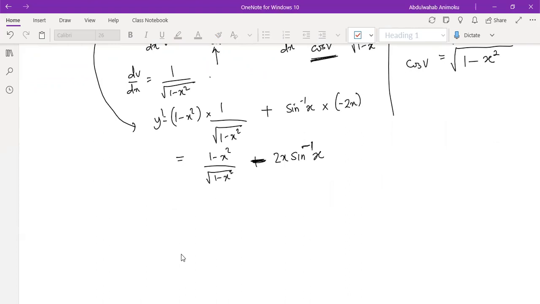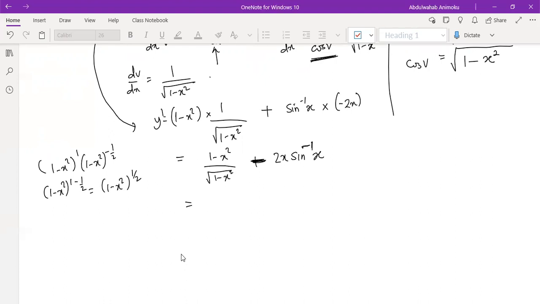Now, if you like, you can simplify this one. Remember, we can write it as 1 minus 1 over 2. So square root of 1 over square root of 1 minus x squared can be written as 1 minus x squared raised to power minus 1 over 2, right? Because square root will turn to 1 over 2, and then taking it up, that will be minus 1 over 2. So when you multiply this using indices, this would give us 1 minus x squared raised to power 1 over 2.